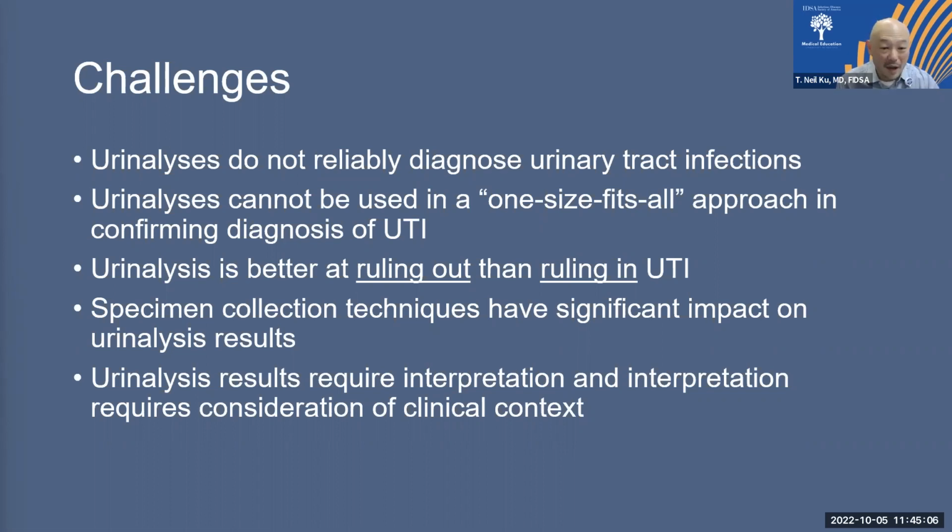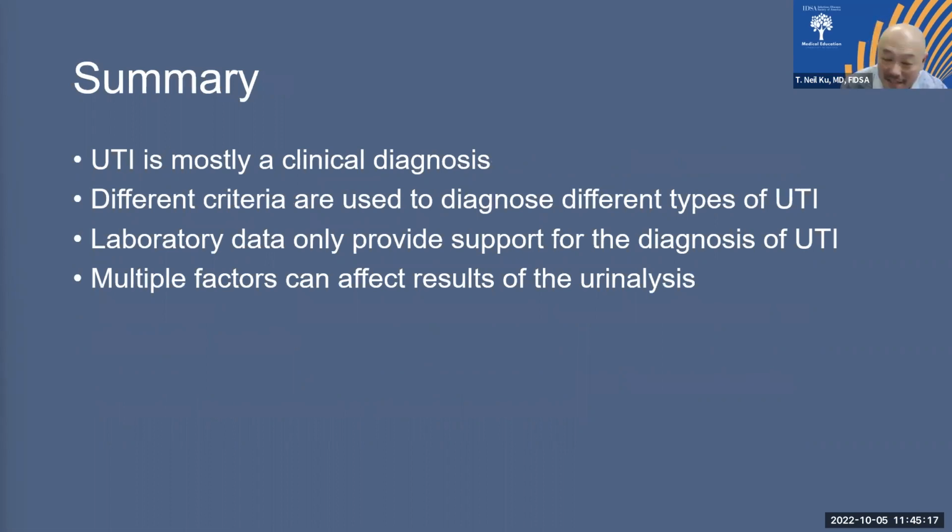And finally, as with all results, test results have to be interpreted and include some clinical context. So in summary, UTI is really a clinical diagnosis. There are going to be different criteria to diagnose different types of UTI, because urinalysis itself cannot differentiate in certain situations whether the presence of pyuria is actually due to a UTI or something else. Very important, as with many infectious diseases, laboratory data provides support for the diagnosis of UTI, just like any other disease. It does not make the diagnosis.